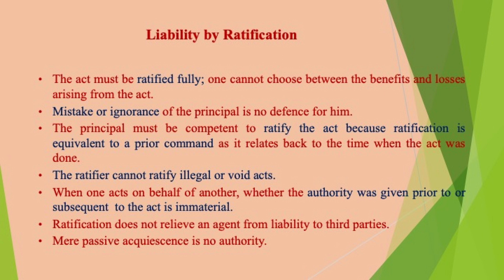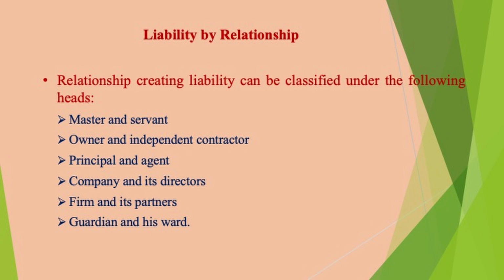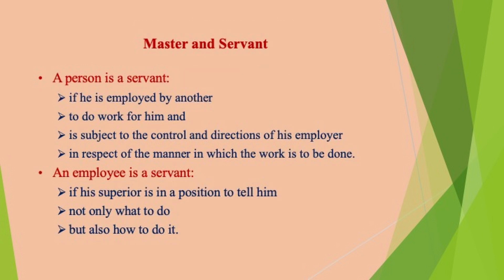Now, coming to liability by relationship, this exists between a master and a servant, an owner and an independent contractor, a principal and an agent, a company and its directors, a firm and its partner, and between a guardian and his ward. Let us first understand the rules of liability governing the master-servant relationship.